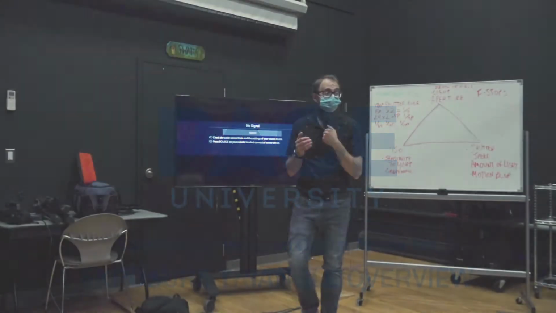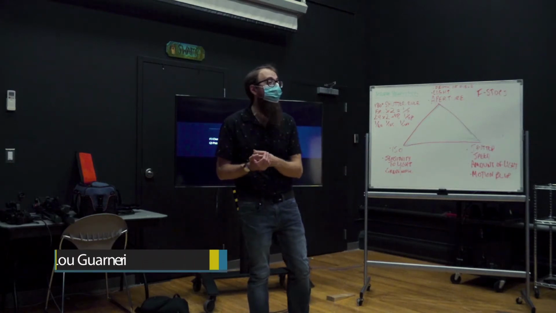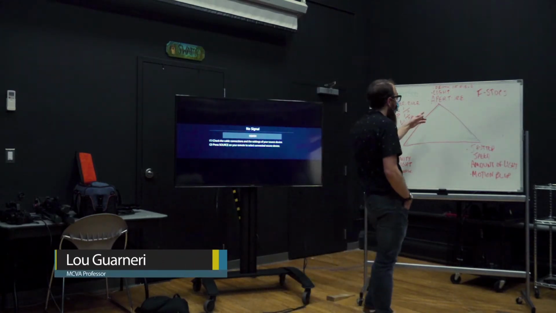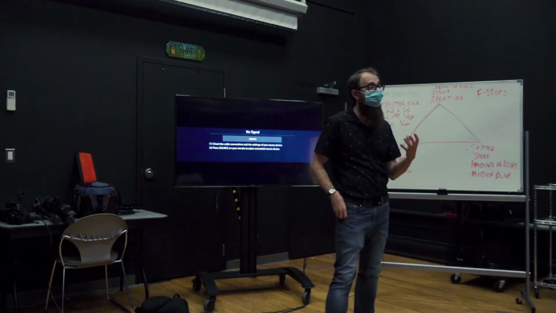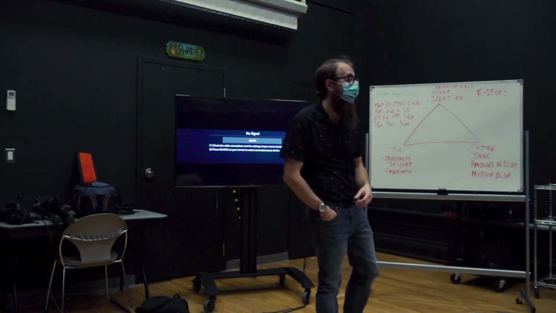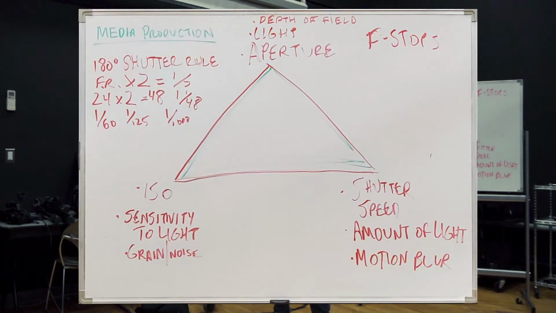Exposure is the quantity of light coming through the lens into the sensor. The exposure triangle, 3 points, 3 aspects of the camera that help control that light that's coming into the camera. So all 3 of these things affect that level, that amount of light. We have ISO, we have shutter speed, and we have aperture.